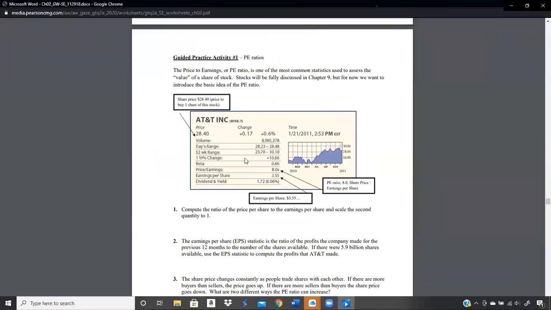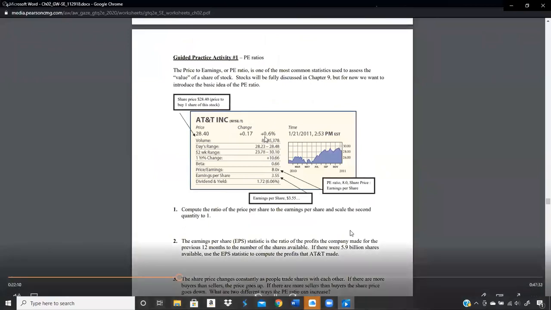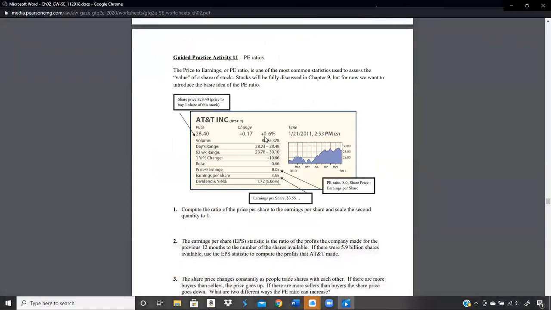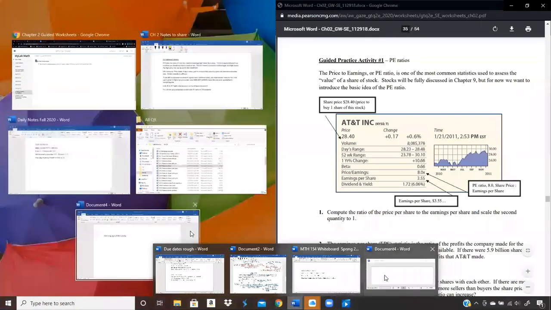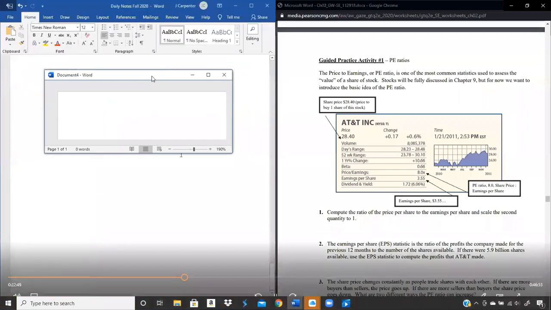Okay, so here's what a stock ticker looks like, or a stock quote. Some people call it the ticker, some people call it the quote. Again, I don't really care what you call things. It's not super important to know the deep, detailed names. It's understanding how to use them and apply them. So the PE ratio is one of the most common statistics used to assess the value of a share of stock. Again, it's not the end all be all, it's a way. We will discuss this more in chapter 9, but for now, we're just going to go with this PE ratio idea.